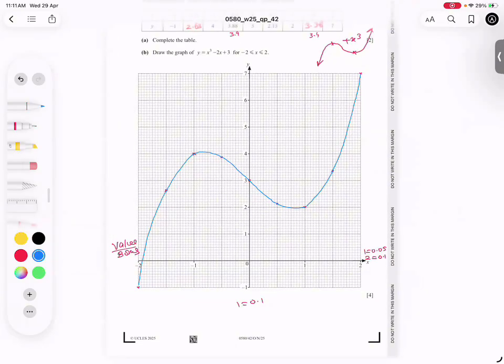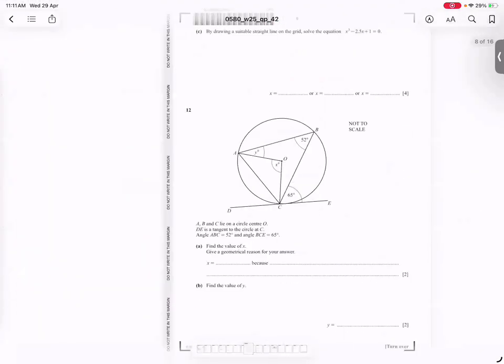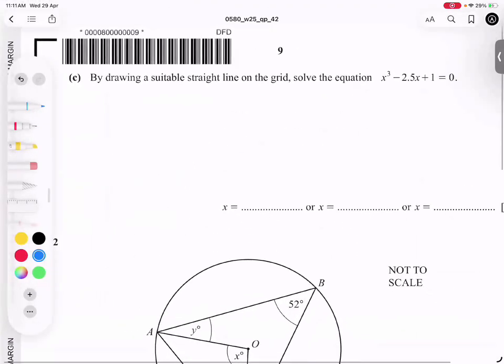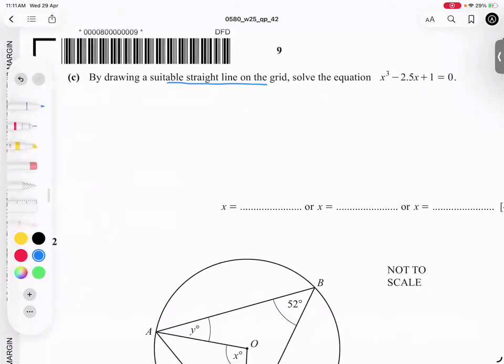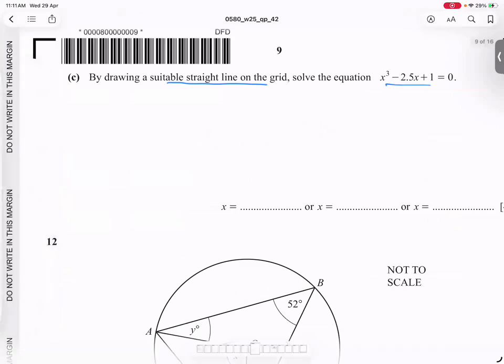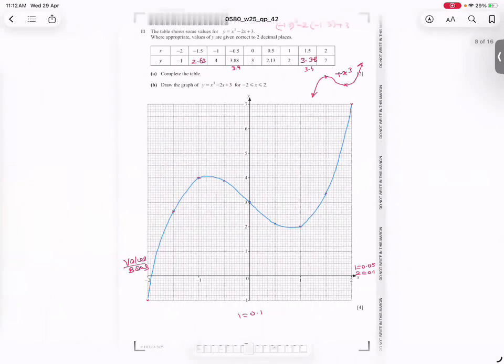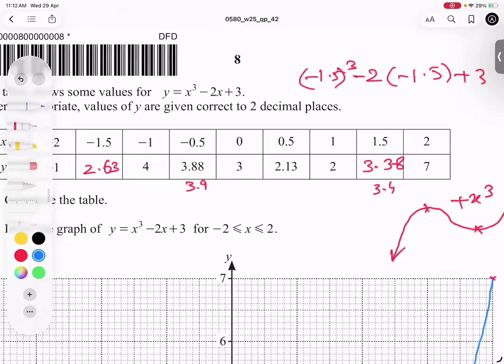And now go to next page. Next page, what we have. The question is that by a suitable straight line we have to draw and solve this equation. But for that reason, we have to go back and copy this equation. The equation is what, students? We have y equals x to power 3 minus 2x plus 3. This equation I'm shifting to another page.